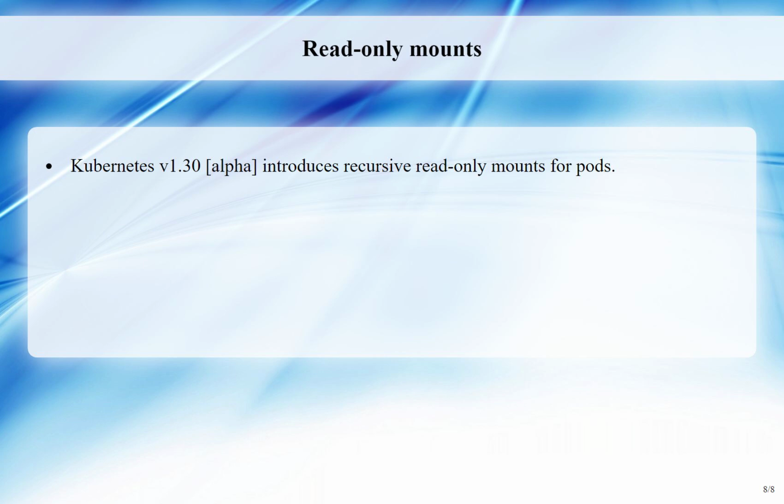Read-only mounts. In Kubernetes v1.30 alpha, it is possible to enable recursive read-only mounts by setting the RecursiveReadOnlyMounts feature gate for kubelet and kube-apiserver, as well as specifying the .spec.containers[].volumeMounts[].recursiveReadOnly field for a pod. This feature allows a mount to be made read-only recursively, meaning all submounts will also be read-only.